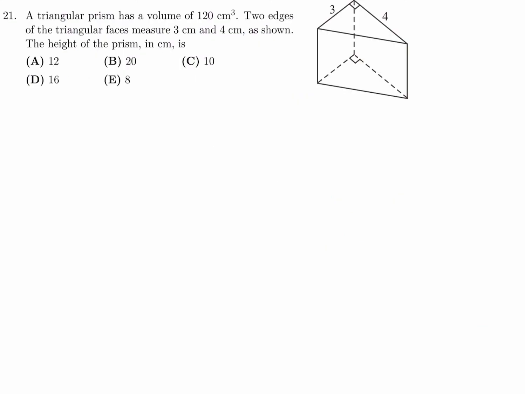A triangular prism has a volume of 120 centimeters cubed. Two edges of the triangular faces measure 3 and 4 centimeters, as shown. The height of the prism in centimeters is. The volume of this shape is calculated as follows. The area of the base times the height of the entire shape. Now the height I can label right here h.